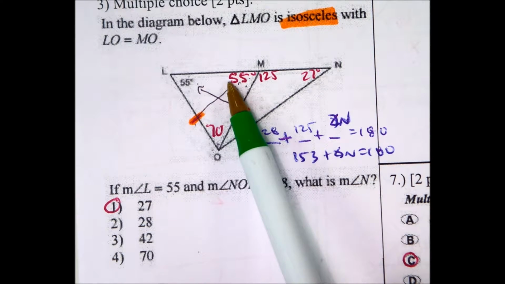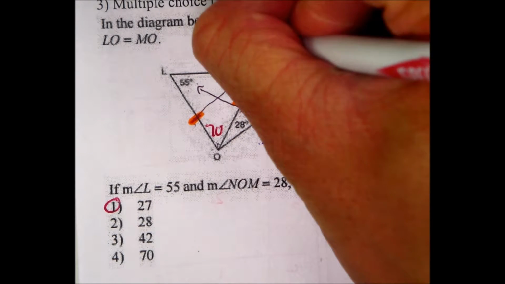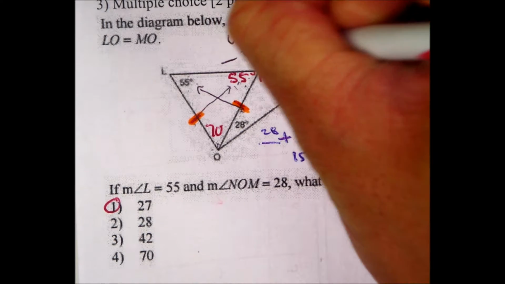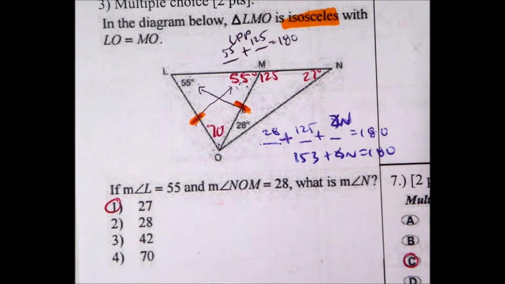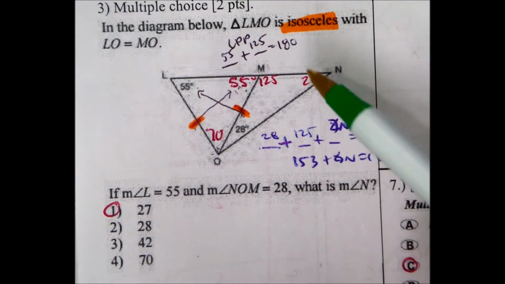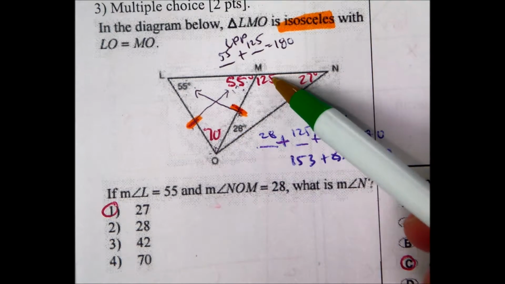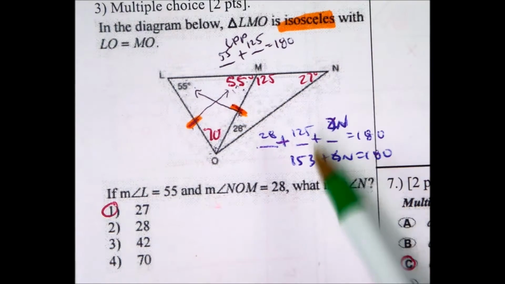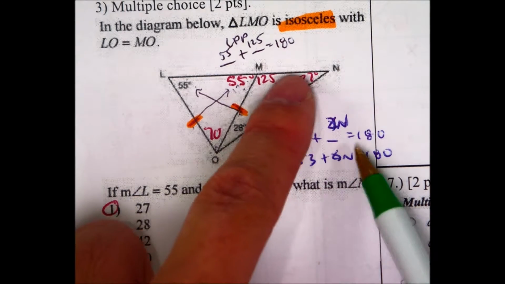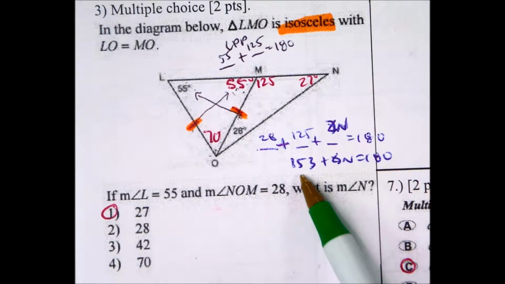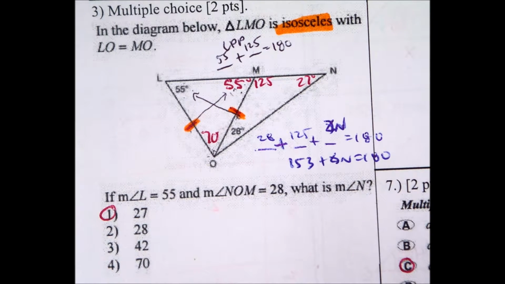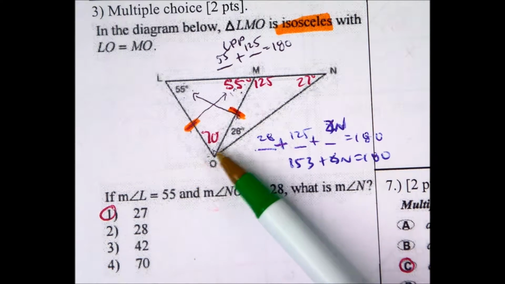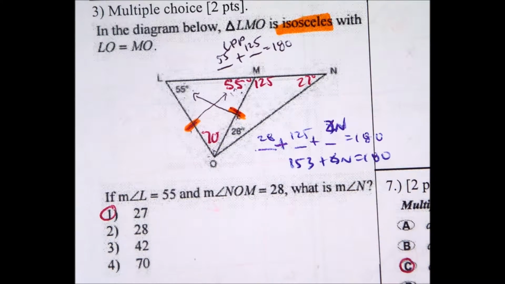Well, if this is 55, this has to be 125 because of linear pair. Linear pair is blank plus blank equals 180. So if that's 55, then the other one has to be 125. And then here, if I have 28 and 125, then you can use triangle sum theorem. 28 plus 125 plus angle N equals 180. Subtract 153 from both sides, and you get letter choice 1. 1 is your correct answer. Notice the several distractors. 70 that you didn't need, that's also on there. Don't let it distract you.